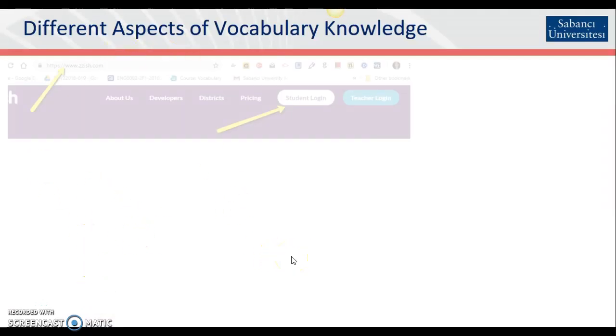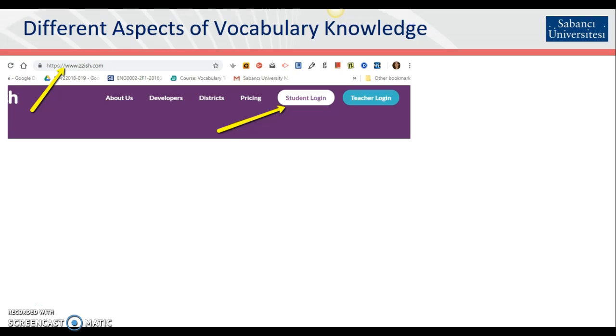In the different aspects of vocabulary knowledge section, we are going to look at collocations. But before we continue, please make sure you do the mini quiz on collocations.